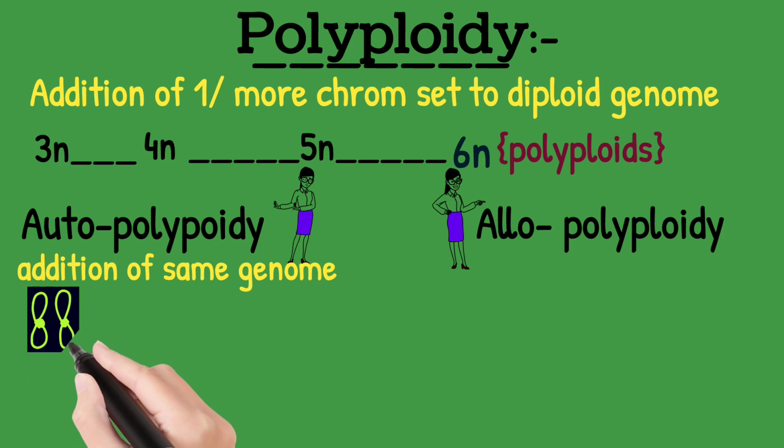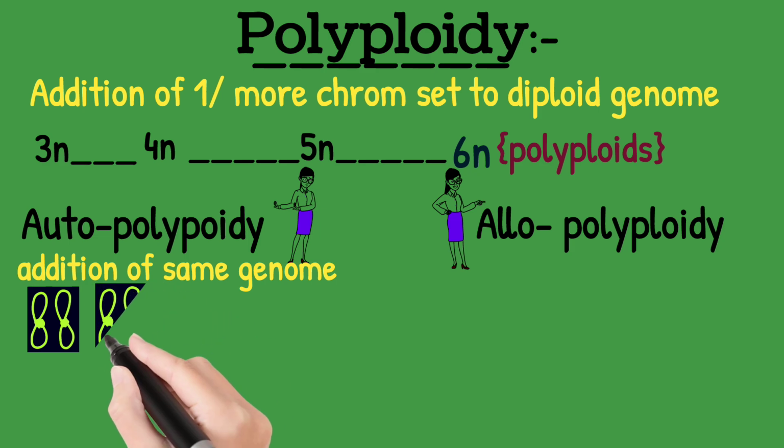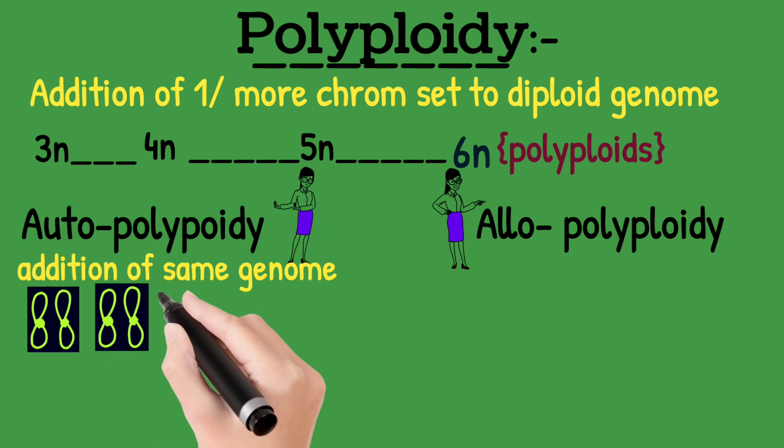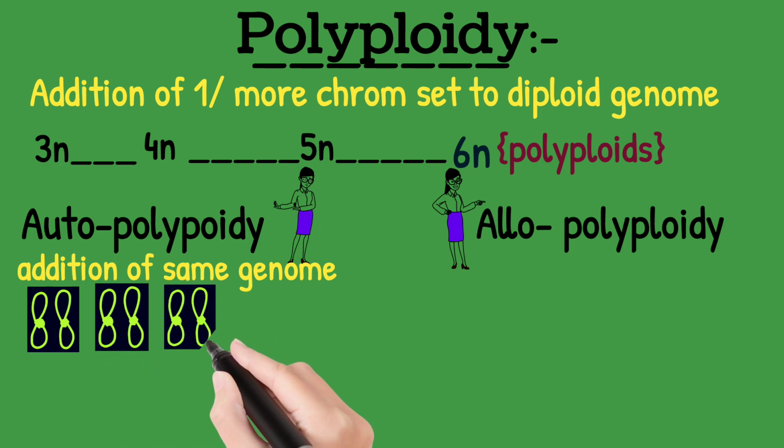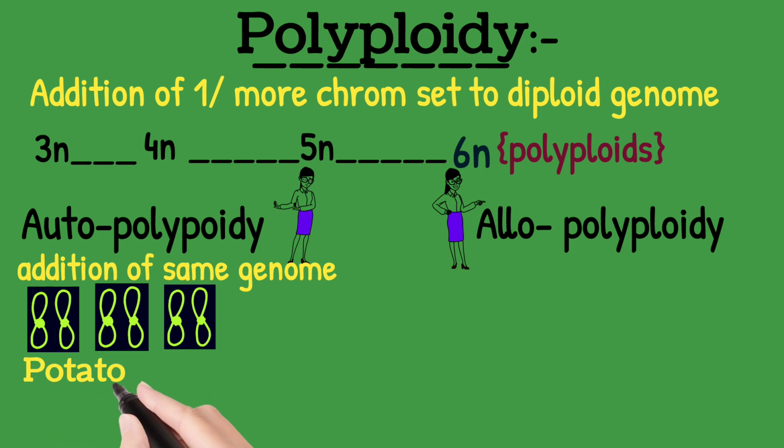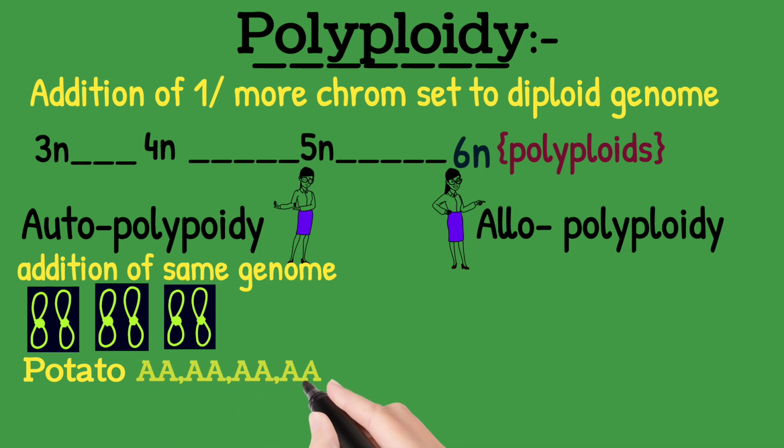Suppose we have this chromosome set. Again, we can add the same set in the species. We can add the same set again. So this is the case of autopolyploid. For example, we have potato. It has near about 4 same sets.